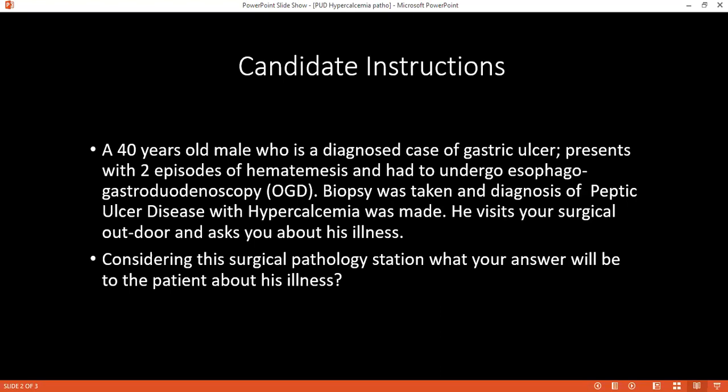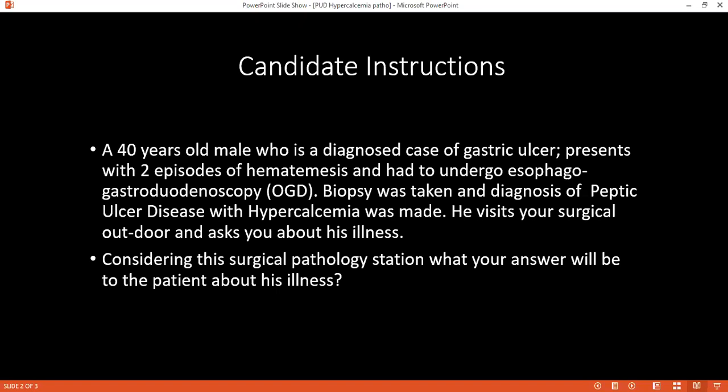How would you confirm the eradication of Helicobacter pylori? For confirmation of eradication, we can use the urea breath test.